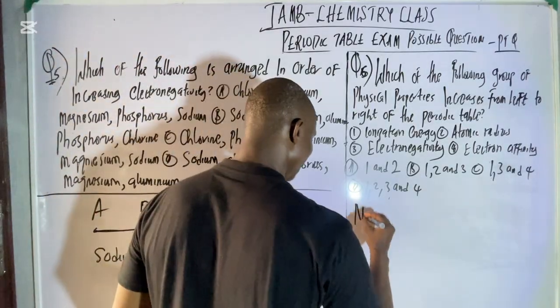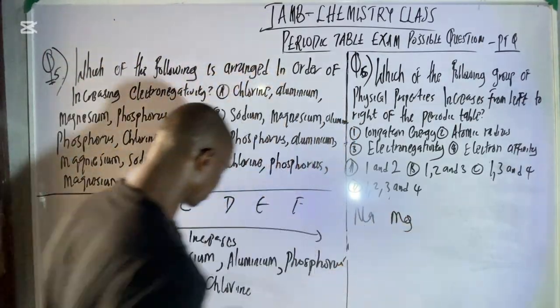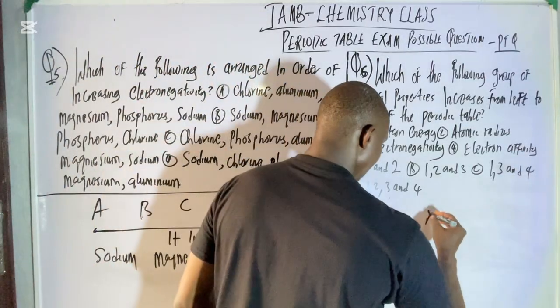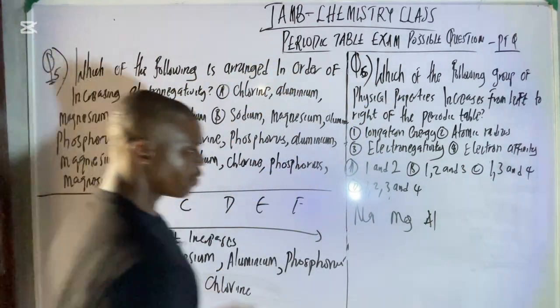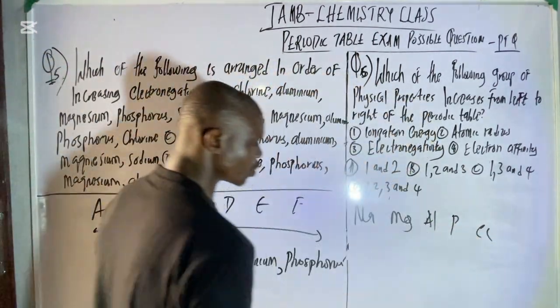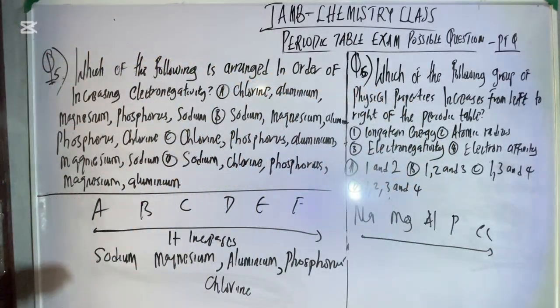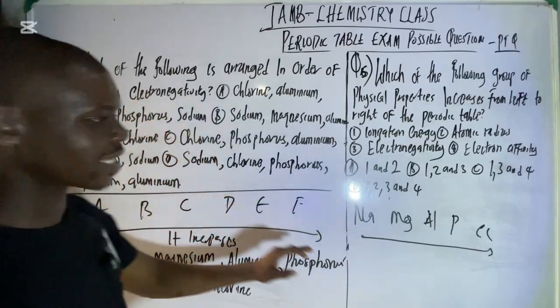So you have Na, which is sodium. Mg, which is magnesium. Al, which is aluminium. Phosphorus and chlorine. Right there. So these are being arranged in increasing order of electronegativity.